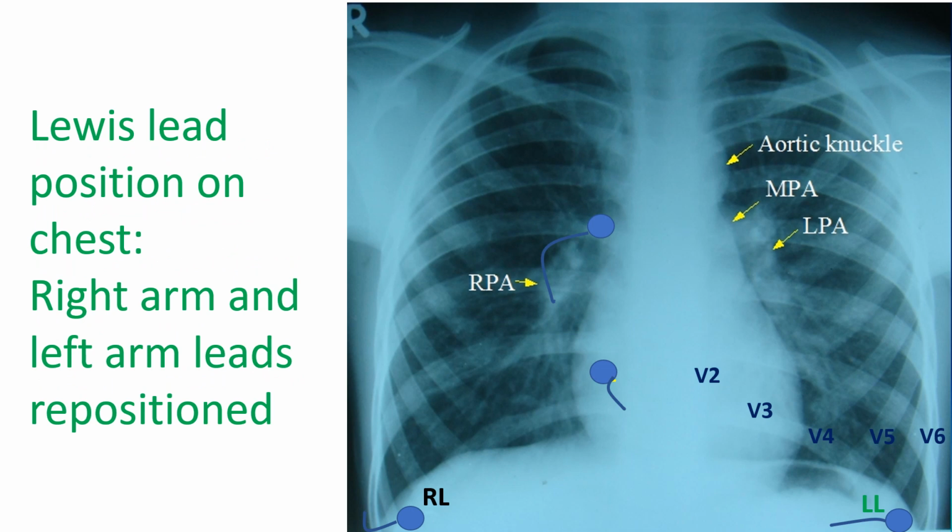Lewis lead is a modified lead to enhance the amplitude of P waves and thereby enable better arrhythmia analysis. Right arm and left arm leads are repositioned on the chest as shown in the image. This lead system is useful in detecting P waves during a wide QRS tachycardia and helps in differentiating between ventricular and supraventricular tachycardia. Supraventricular tachycardias are abnormal rhythms originating above the ventricles.